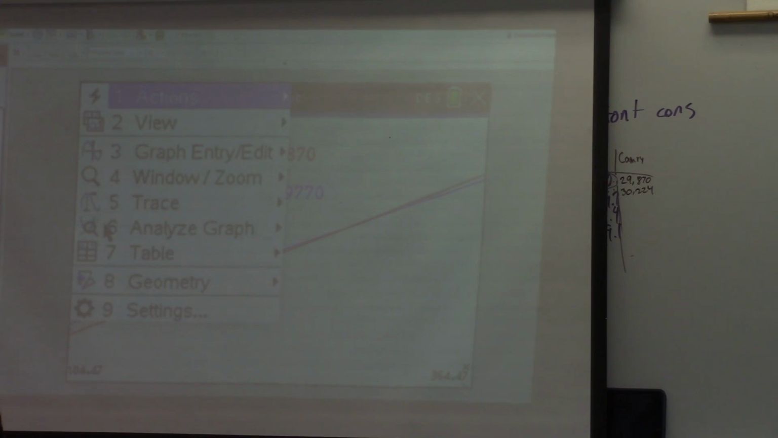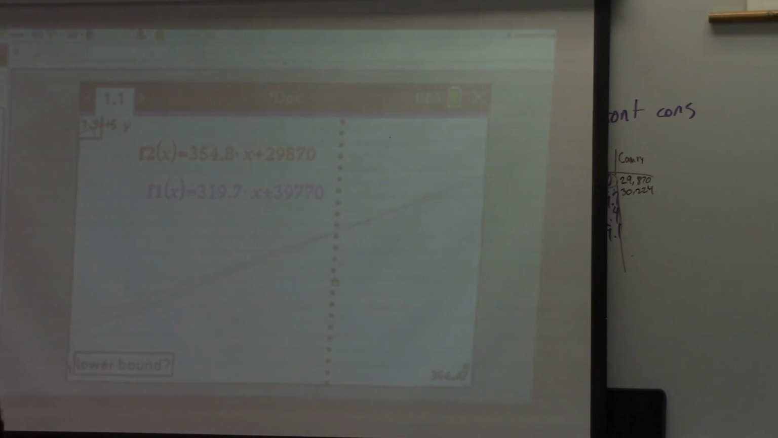You go to analyze graph. Anyone see anything there? Zero. Are we trying to find a zero? We're trying to find a point of intersection. Yeah, go to intersection. What is that asking for? A lower bound and upper bound, so to the left, and then to the right. So how long does it take for that Tesla to become cheaper?